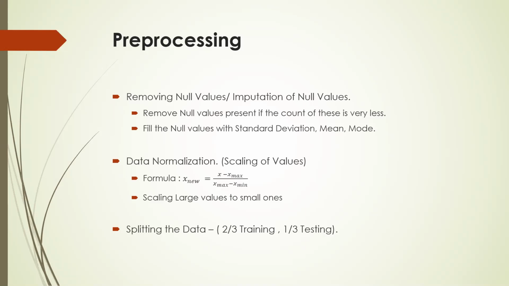And it is done generally on smaller data sets, because if we do it on a larger data set, it'll take a lot of time and computation charges are more. And the data is split in a 2:1 ratio, where 2 is for training and 1 is for testing.